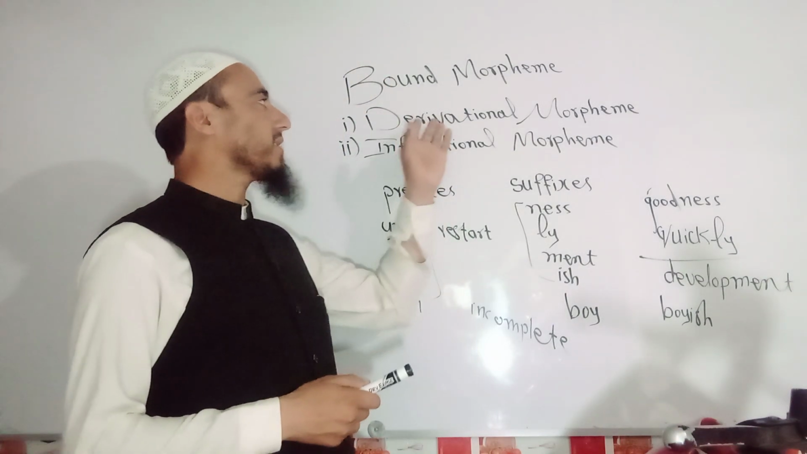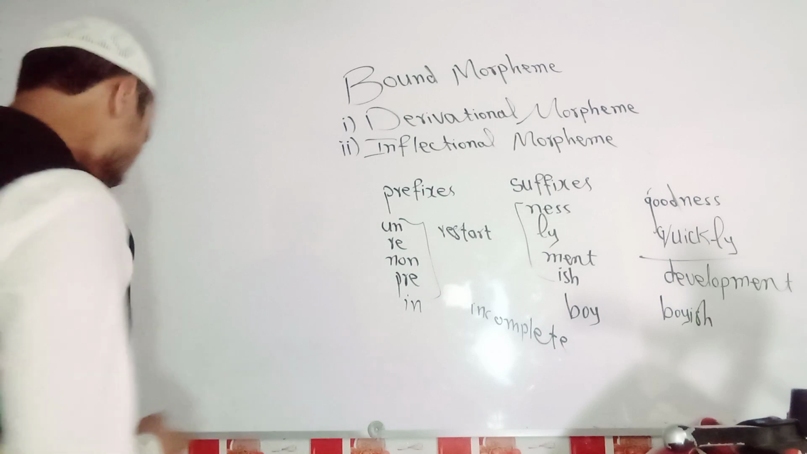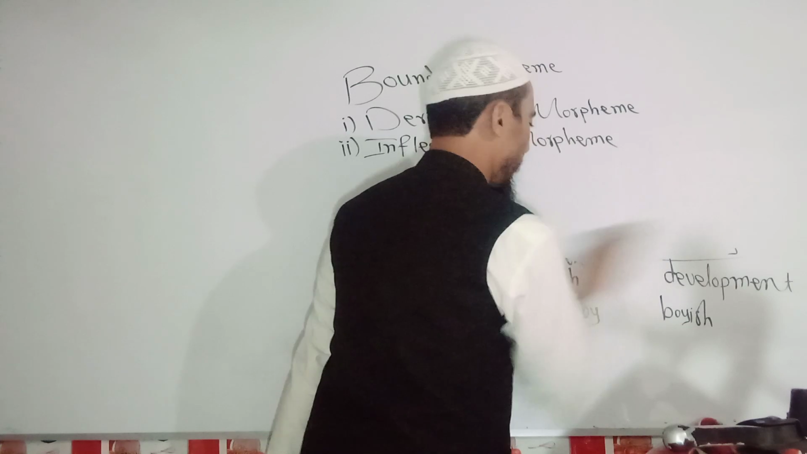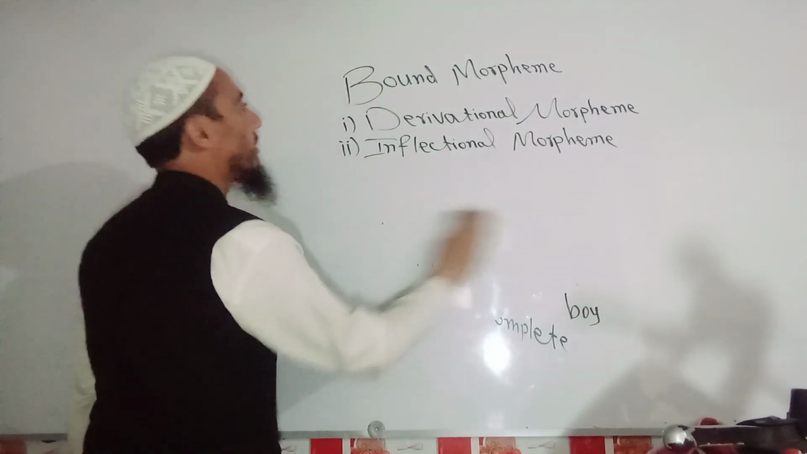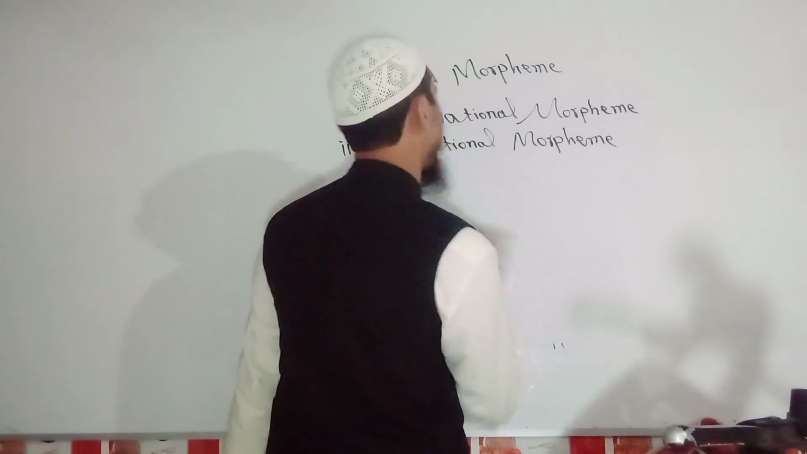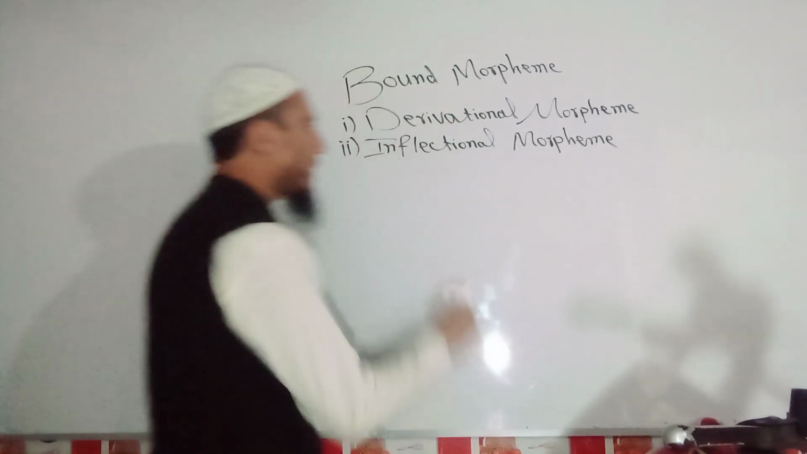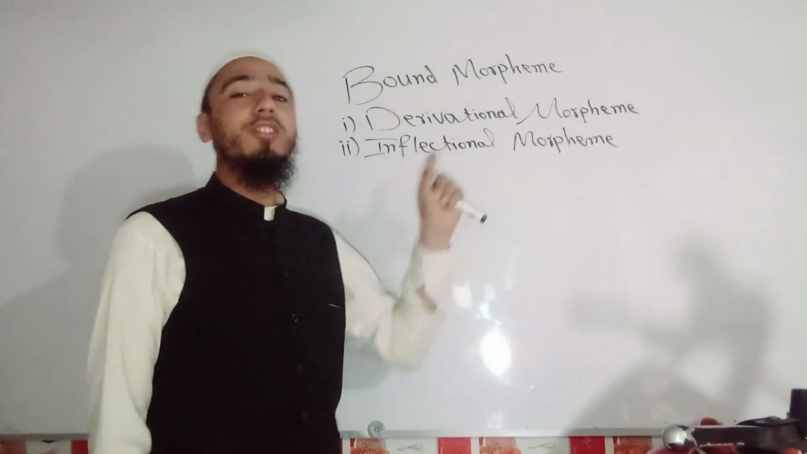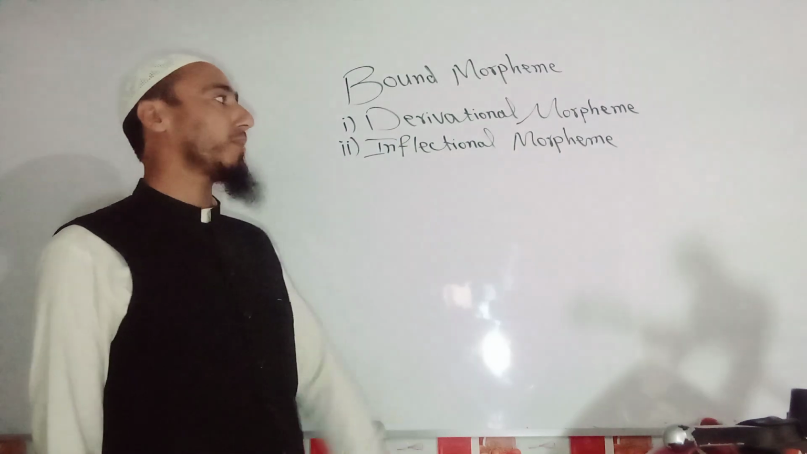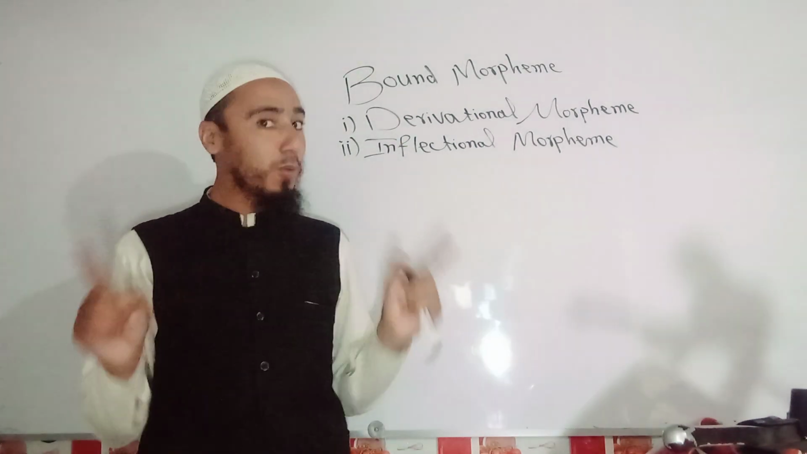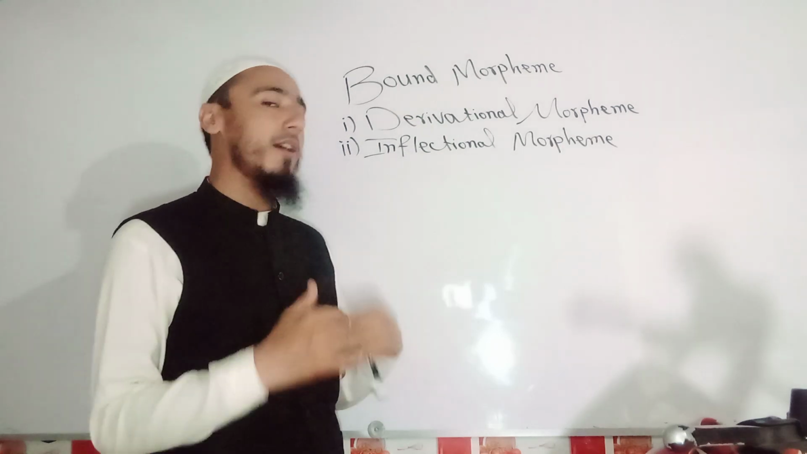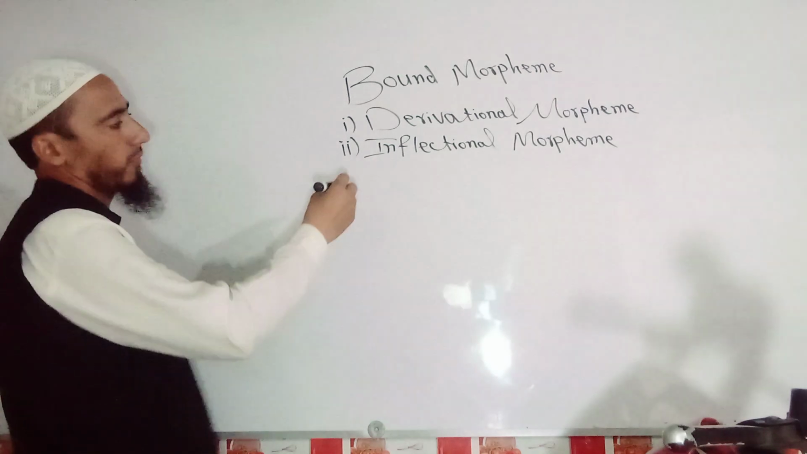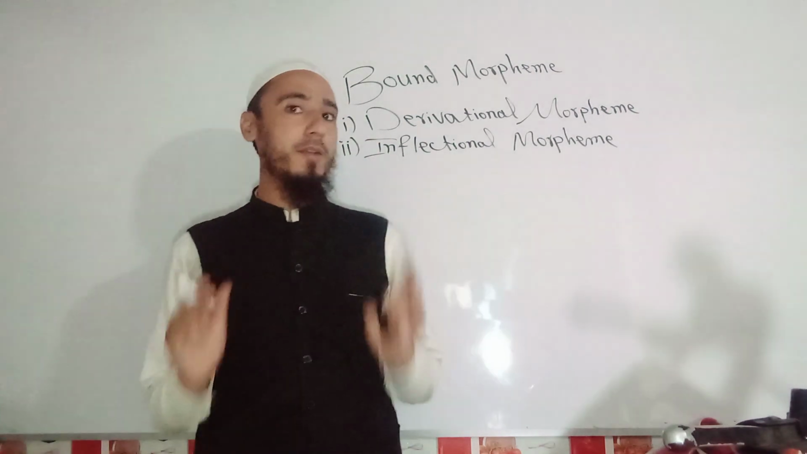Listeners and audience, this is about derivational morpheme. Hope that now your concept is clear about derivational morpheme. Now, very close and very near to bound morpheme is inflectional morpheme. First of all, I am going to talk about inflectional morpheme, and then I will tell you the main difference between derivational morpheme and inflectional morpheme. They both are bound morphemes, but they are very different from each other.